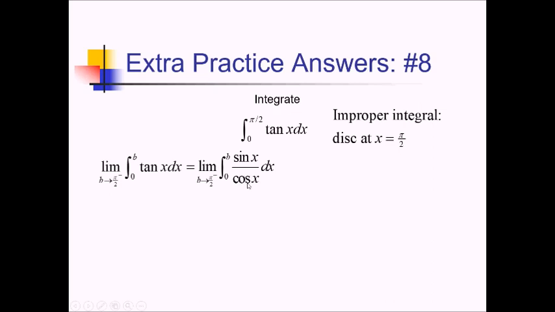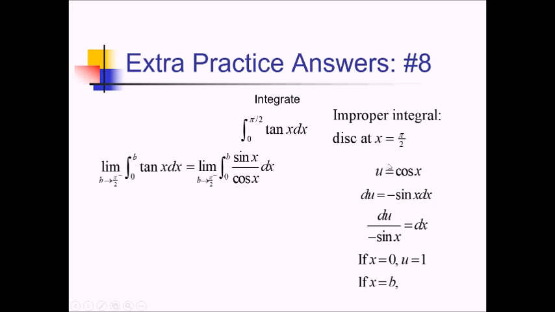And the derivative of cosine is sine, so because we have this situation here, integration by substitution might help us out. So let's let u equal cosine of x, and then du is going to be negative sine of x dx, so that du over negative sine of x is the same as dx. We also have to change out these limits of integration, which are currently x values, for u values. So if x is 0, then u is the cosine of 0, which is going to be 1. And if x is b, well, now u is the cosine of b.